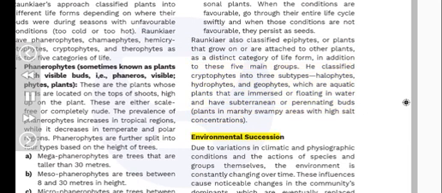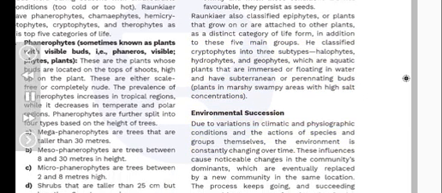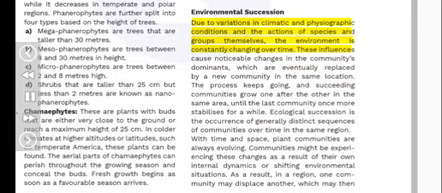Environmental succession. Due to variations in climatic and physiographic conditions and the actions of species and groups themselves, the environment is constantly changing over time. These influences cause noticeable changes in the community's dominance, which is eventually replaced by a new community in the same location. The process keeps going, and succeeding communities grow one after the other in the same area, until the last community once more stabilizes for a while.